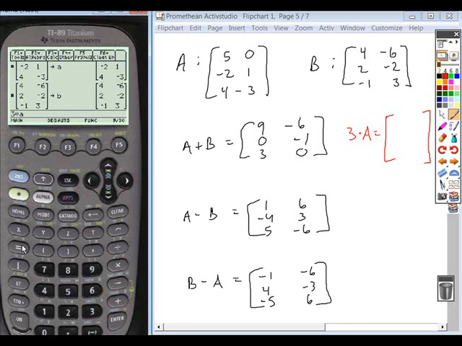Again, if you did this by hand, you just take 3 times 5, which is 15, 3 times 0, 0, 3 times -2, 3 times 1, 3 times 4, and 3 times -3. Okay, and if A was still stored in your calculator, you could just take 3 times A, and it would perform those calculations for you, and you can confirm the correct answers.